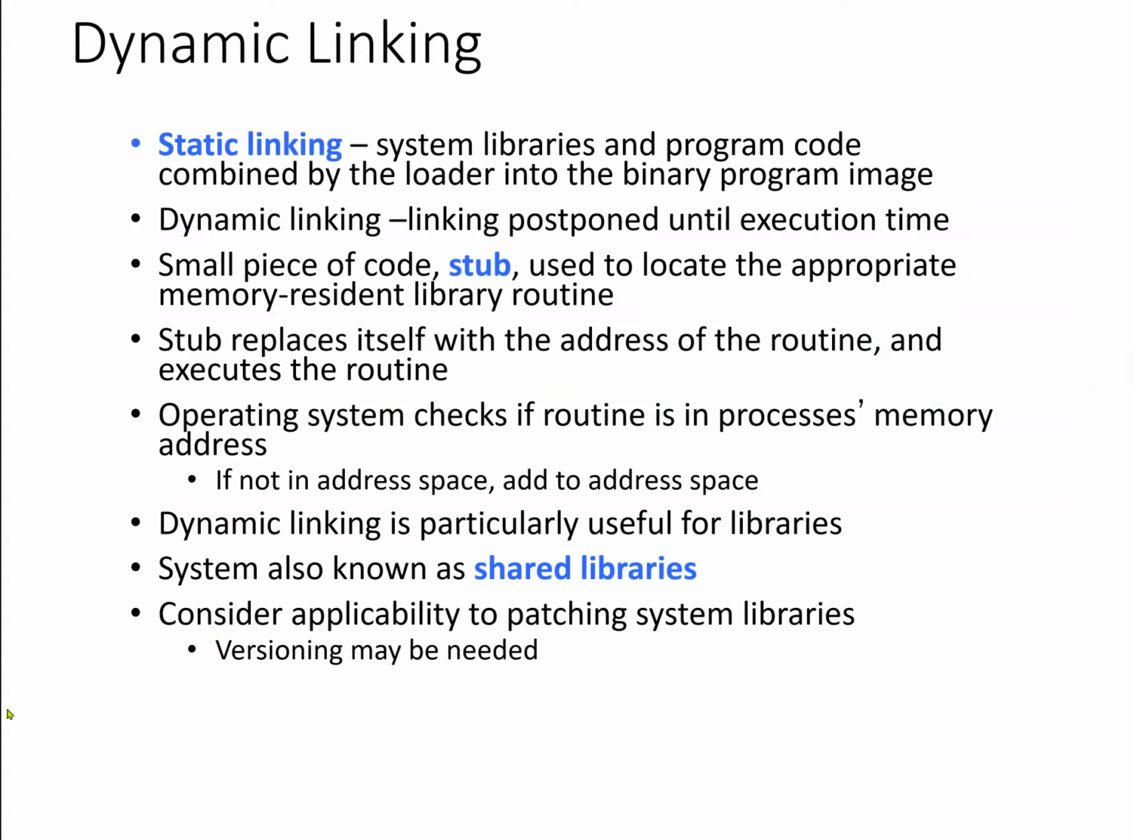Static linking is when system libraries and permanent code are combined into a complete image. Dynamic linking is postponed until execution time. A small piece of code called a stub is used to locate the appropriate memory-resident library routine. When it's loaded, the stub replaces itself with the address of the actual routine and executes the routine. The operating system checks to see if the routine is in the process's memory address space. If not, the address needs to be added to the address space.